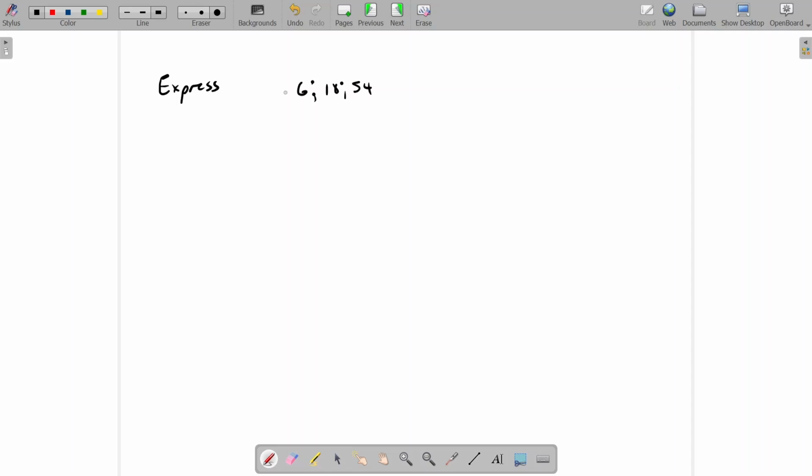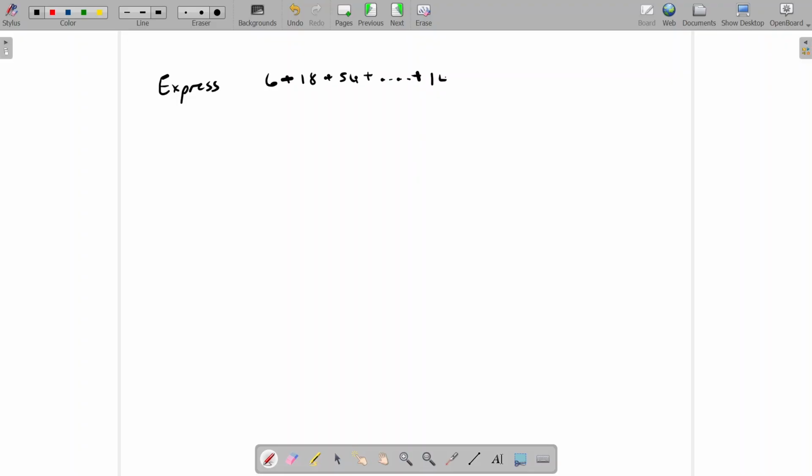Sorry, I'm going to quickly change that again. 6 plus 18 plus 54 plus ... plus, let's have a look at something quickly, 1458. In sigma notation.